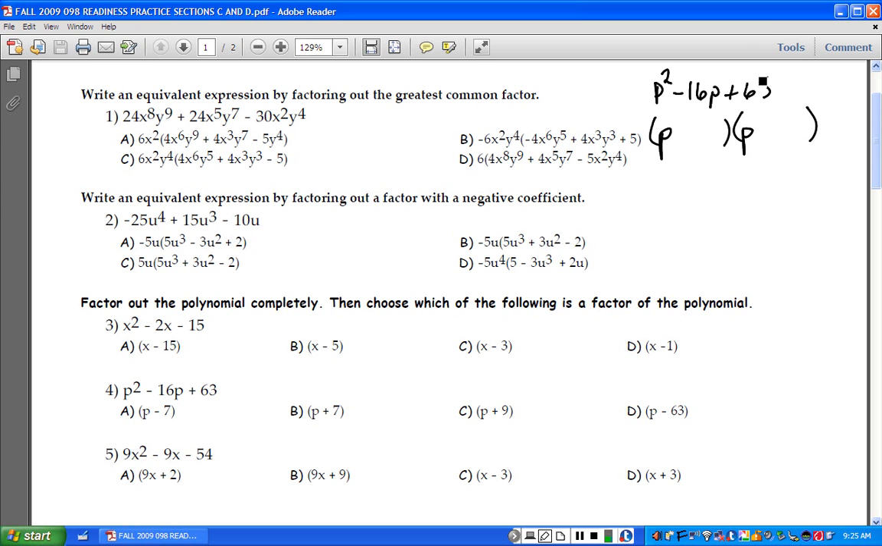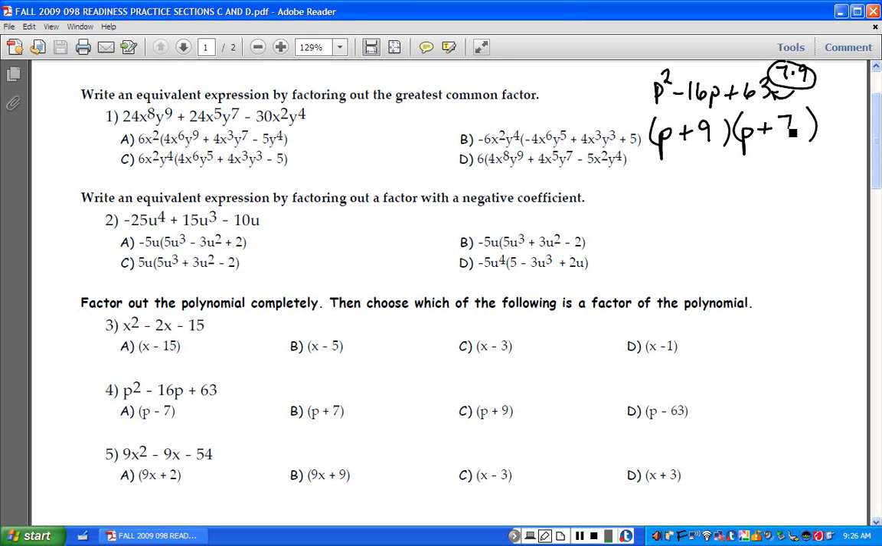Now we're thinking about 63. What do we have? A 9 and a 7. One of the more common pairs of factors for 63 is 9 times 7. And I like that because I know a 9 and a 7 can be combined to get to a negative 16. So I like this choice of using 9 and 7 to get my 63. Now I go plus 9 and plus 7.